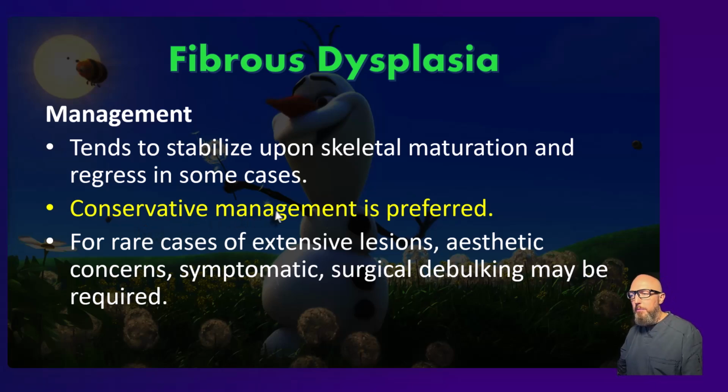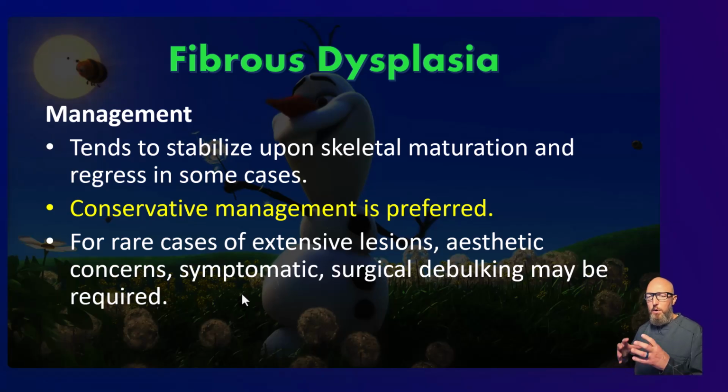If it's not causing problems with function or aesthetics, then this is another leave alone lesion. But in rare cases, when it's extensive or aesthetic concerns, or in some cases when it imposes on function, surgical debulking may be required. You'll see cases of this in the skull. In fact, it's kind of common in the skull, and this will grow in and around foramina, nerve canals, and usually it doesn't cause symptoms. Maybe in some rare cases it does. So even in the skull base, they tend to leave this alone. Of course, you want to avoid skull base surgery as much as possible.